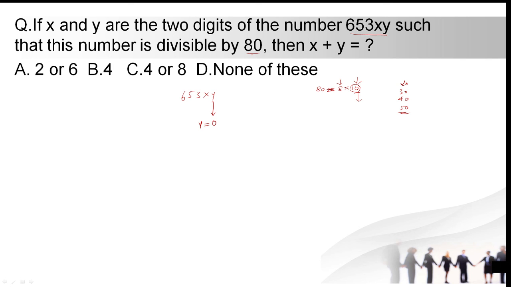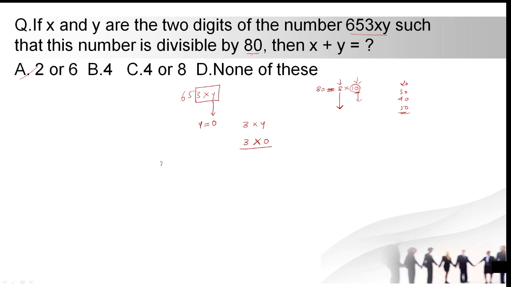And next we need to check the rule of 8. The rule of 8 means we need to take the last 3 numbers, that is 3xy. We have already decided that the y value is 0. So now the combination is 3x0. Now we'll see the options. From the options we will check.